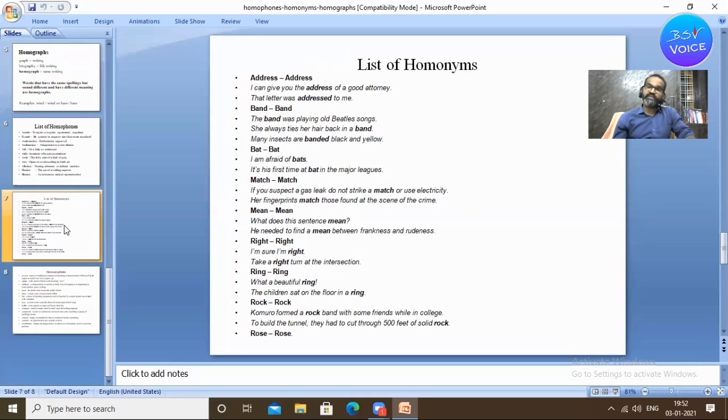And one more thing I can say: park and park. You know, he has parked his car in front of the park. So parking is a place where all the vehicles are placed. And here park is where we can go for amusement or something like that. That is park also.